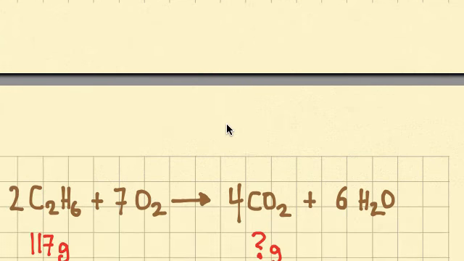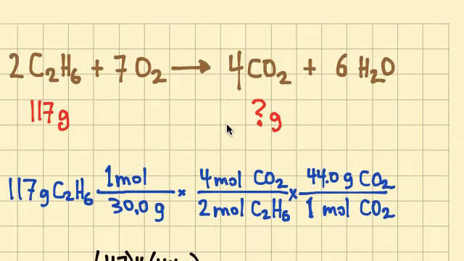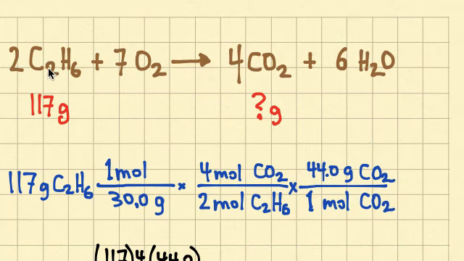Or let's make up a different amount. What if I made up 117 grams? I totally made that number up, of, let's see, this ethane gas. And I want to burn it. How much carbon dioxide would be associated with that?